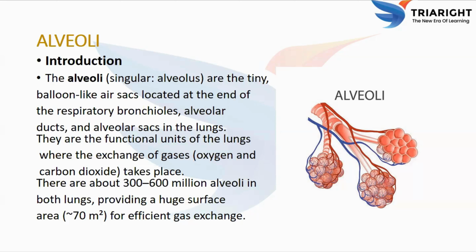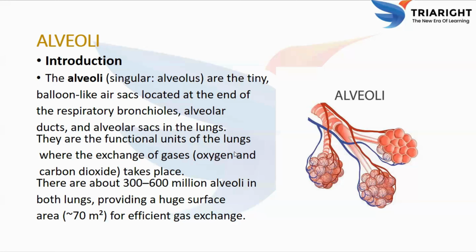So what are alveoli? Where are they located? After the air passes through the bronchi and bronchioles, it finally reaches the alveoli. These are the smallest and most important parts of the lungs, because this is where the actual gas exchange takes place. So what are alveoli? Alveoli is the plural form, and the singular form of alveoli is alveolus.